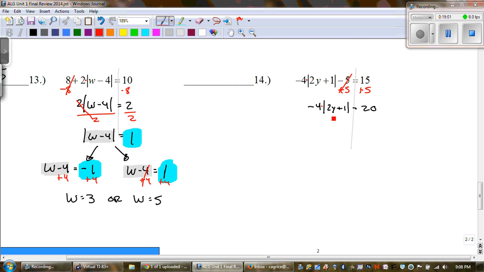And remember, that's multiplication, so to get rid of multiplication, we have to divide. I'm dividing both sides by negative 4, and we're left with the absolute value of 2y plus 1 equals 20 divided by negative 4. Well, that is a negative 5. And can an absolute value equal a negative number? No, it can't, okay? So the answer, no solution. Just in case you forgot what that symbol meant.